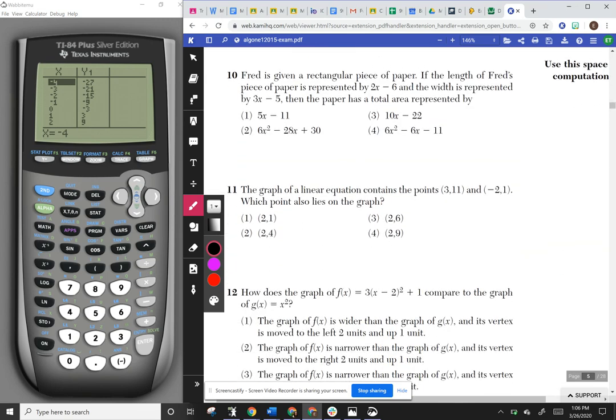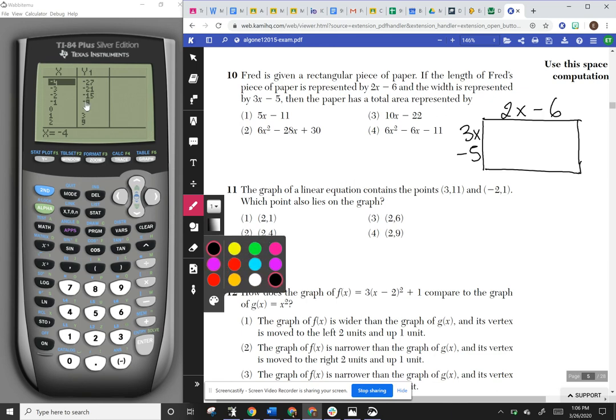And question number 10. Fred is given a rectangular piece of paper. If the length of Fred's piece of paper is represented by 2x minus 6, let's draw this. So the length is 2x minus 6, and the width is 3x minus 5. I'm going to write it up and down like this. Then the paper has a total area represented by, I'm going to go ahead and use the area method here since I already have it kind of set up like that.